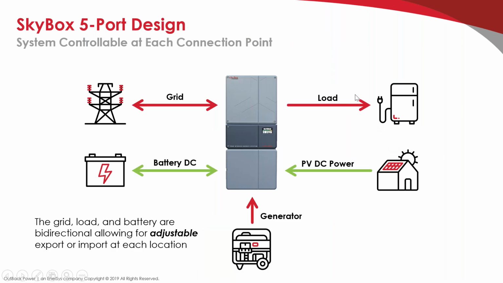Okay, so looking at the Skybox, it's got a 5-port design. The grid is bidirectional, so grid power can come in and power loads directly. It can be used to charge the batteries. The batteries can be used to power loads. The PV power can be used to charge batteries. It can be used to power loads. It can be used to export to the grid. And then we have a generator port as well.